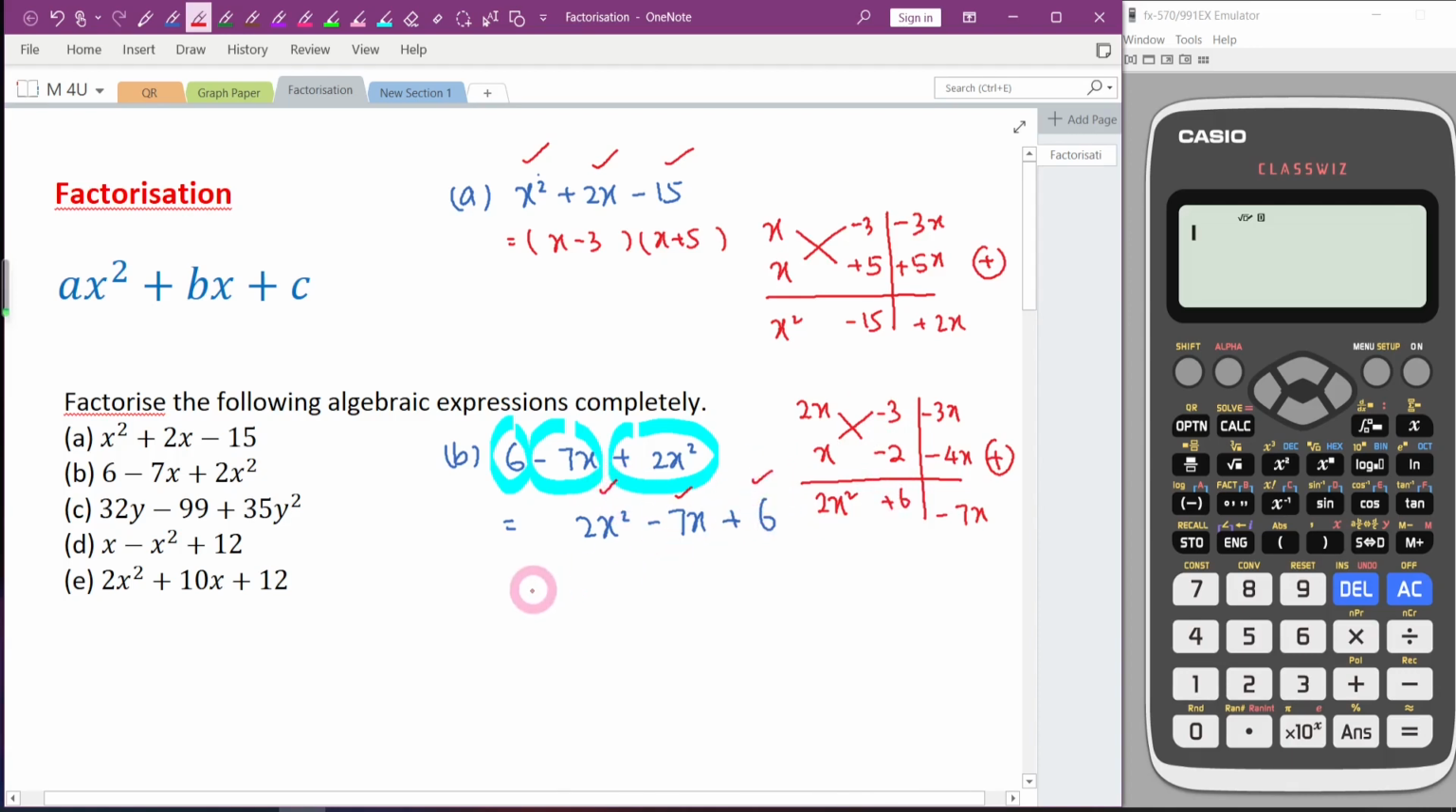All the terms are correct. Now, what do we need to do? Just write two parentheses and copy these terms inside the parentheses. It will be 2x minus 3 and x minus 2.